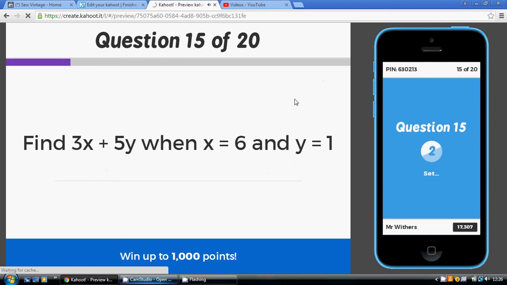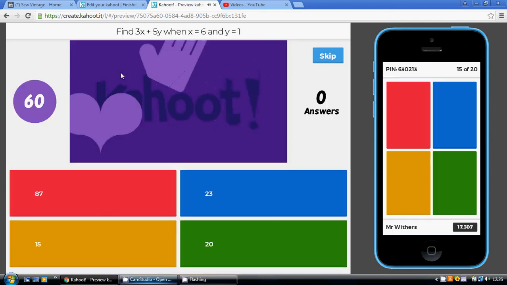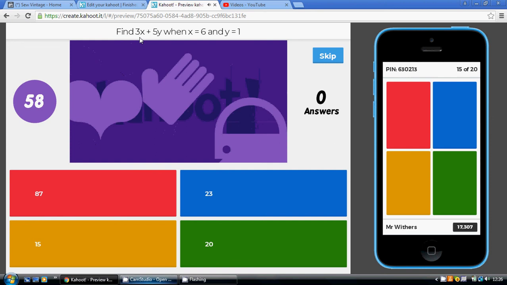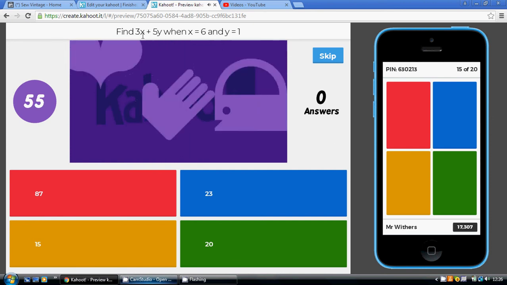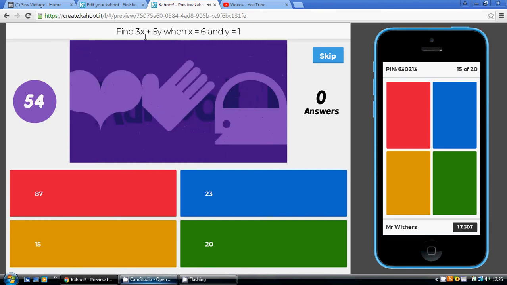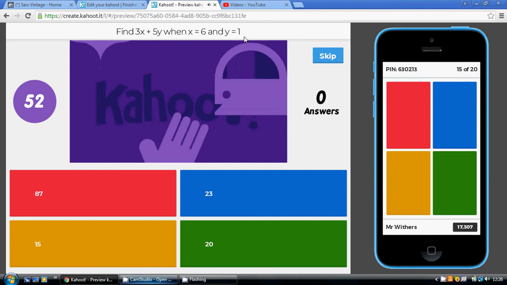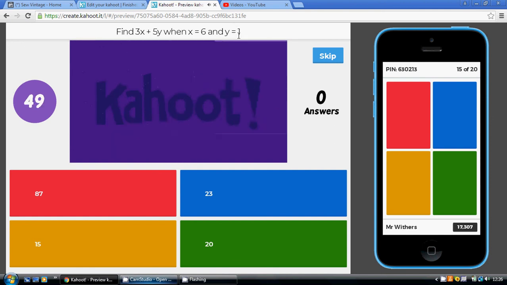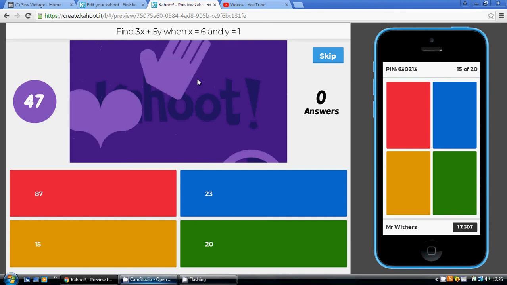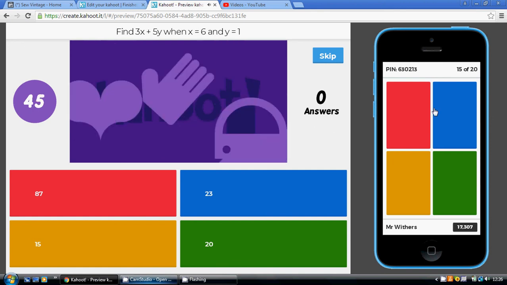So we've got to substitute in here. So remember, 3x means 3 times whatever x is. Well, x is 6. So that's 3 sixes are 18. 5 times y is 5 times 1. 5 times 1 is 5. So we're 18, add 5, which is 23, the blue answer.